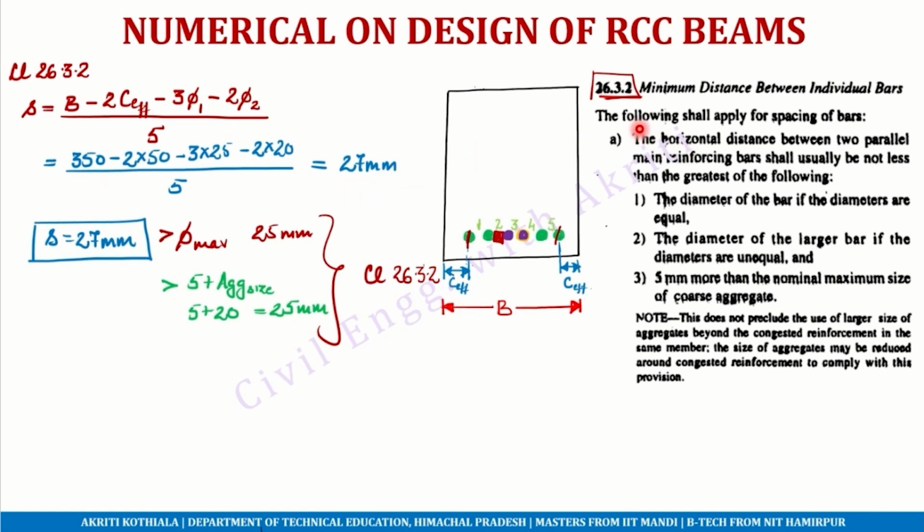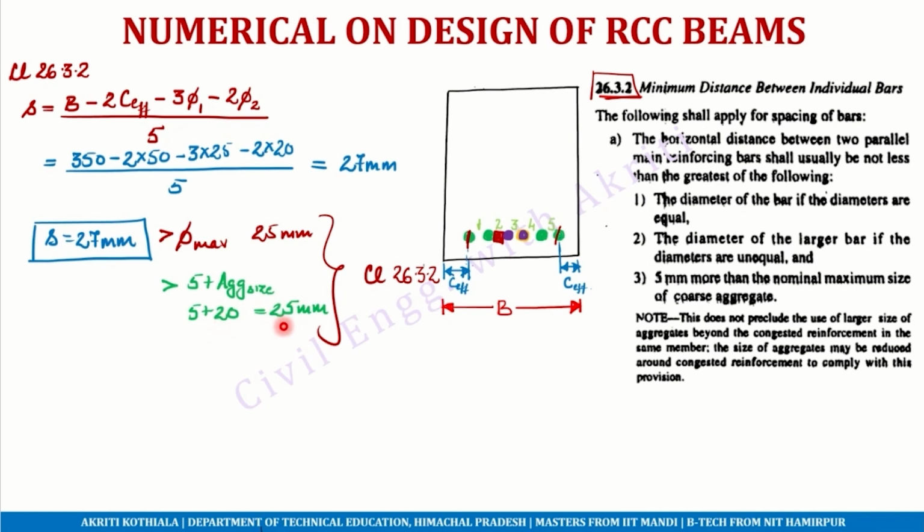So according to the clause, how can you say that this minimum distance is safe or not? It should be greater than the maximum diameter of the bar. The maximum diameter is 25 mm, so it is safe here. For the aggregate size, we assume it to be around 20 mm, and we have to add 5 mm to it.